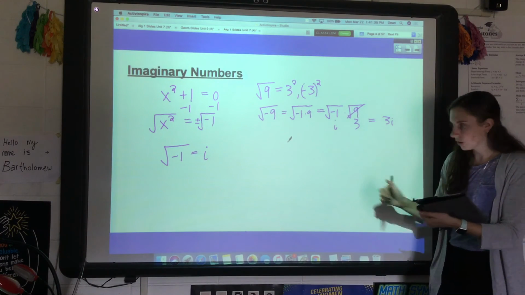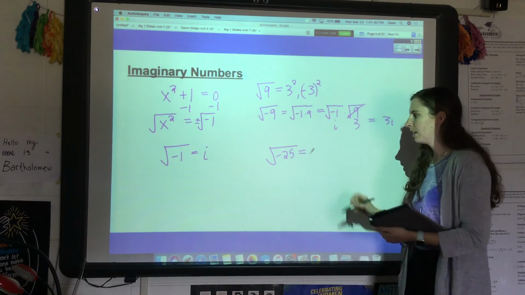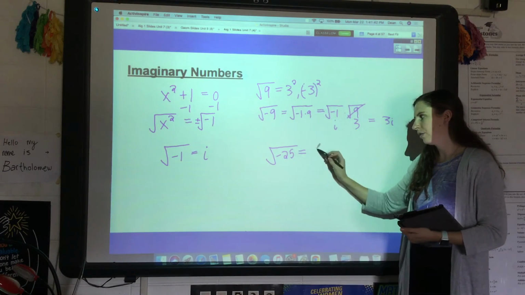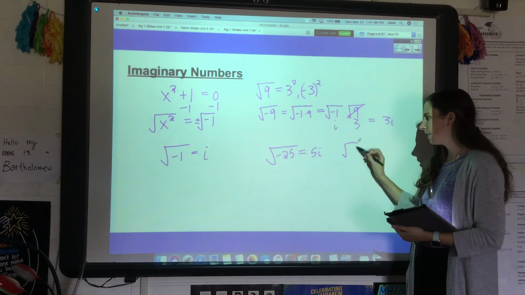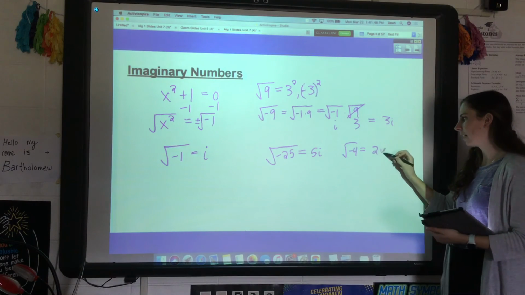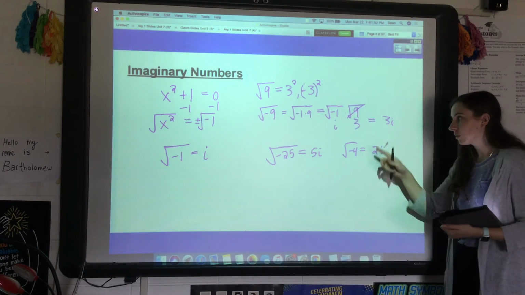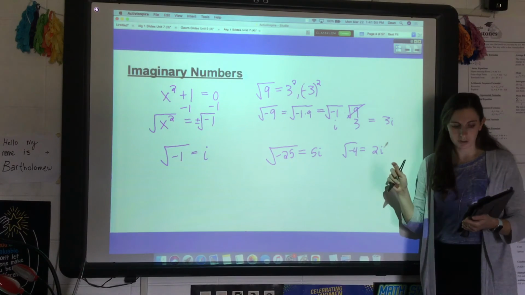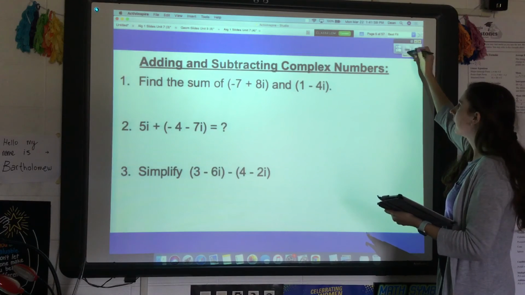All right, for example, the square root of -25 would be 5, but i because it's negative. Or the square root of -4 would be 2i, and so on. Technically, i is a radical, so all the radical rules still apply.